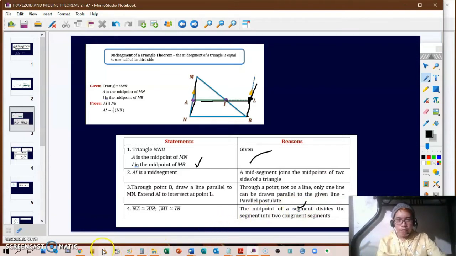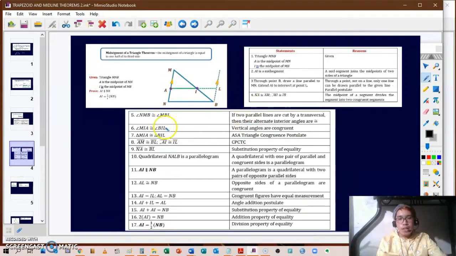For number 4, we have NA congruent to AM, of course, and MI congruent to IB. The reason is the definition of a midpoint: the midpoint of a segment divides the segment into two congruent segments. Let's continue. Number 5, angle NMB is congruent to angle MBL. Those are parallel lines, so if we have two parallel lines and a transversal, the alternate interior angles are congruent. And then angle MIA is congruent to angle BIL because vertical angles are congruent.